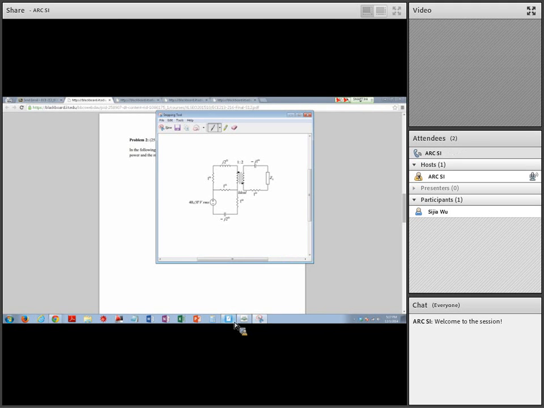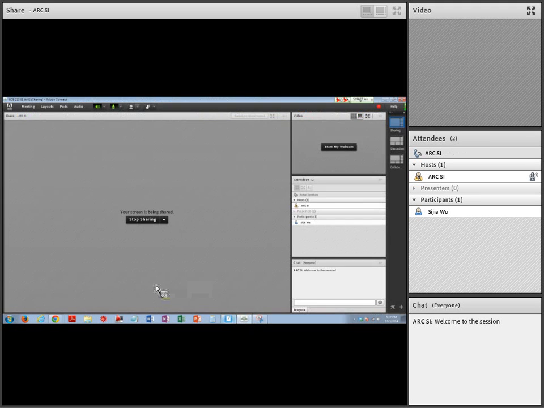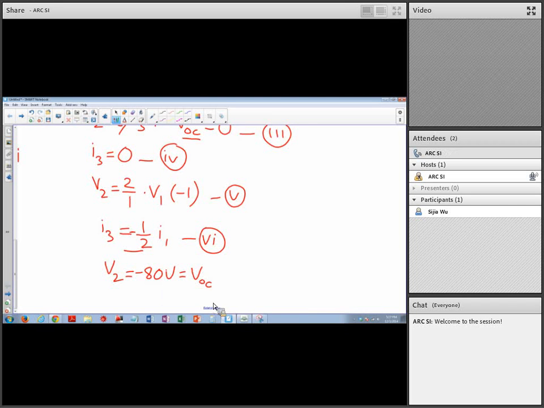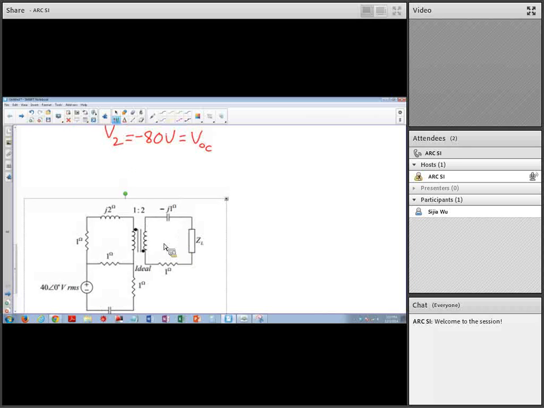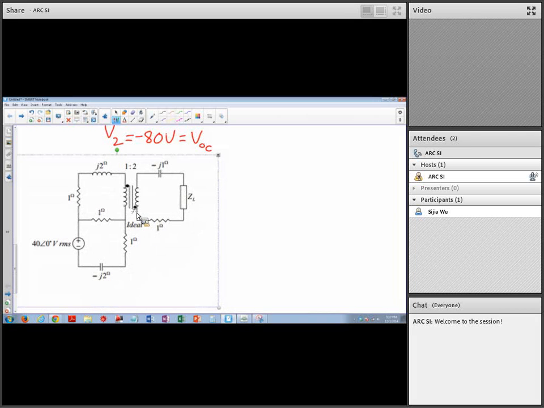What was the answer? I have negative 80 volts as VOC. You're trying to find the max power. Yeah, that's not the final answer. We're going to have to find that short circuit. Yep. Next is a short circuit.